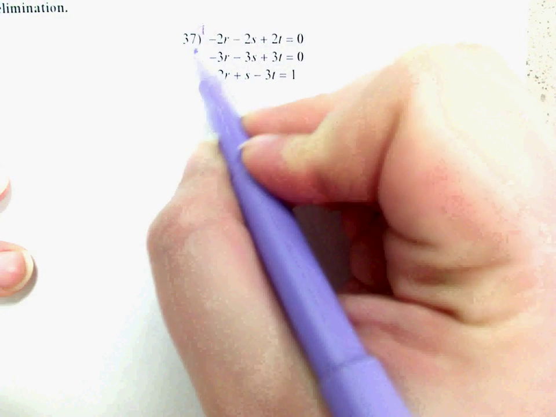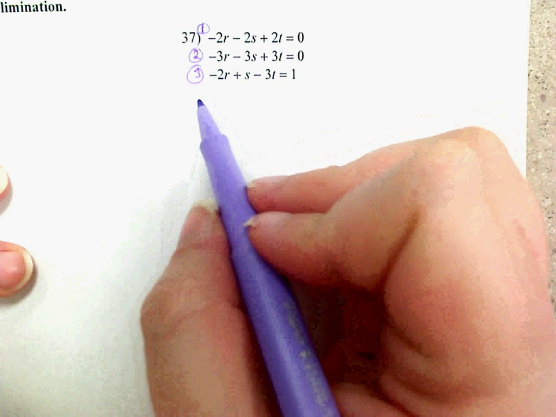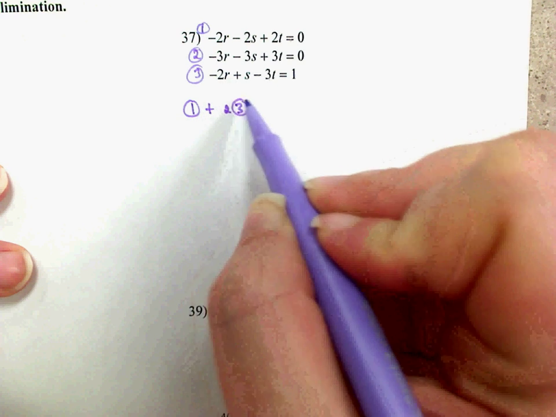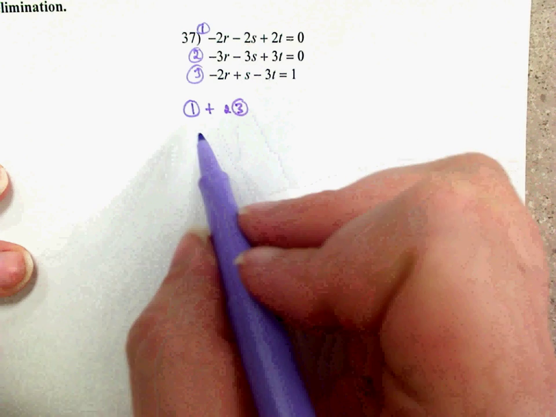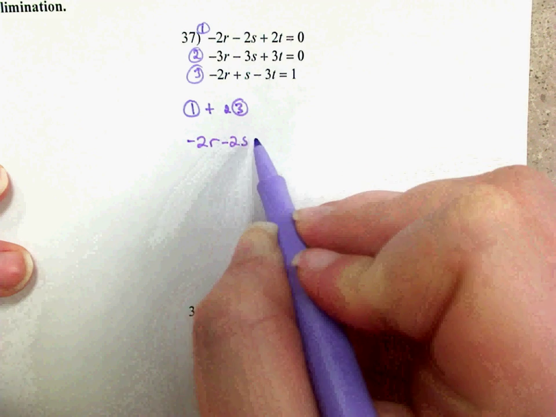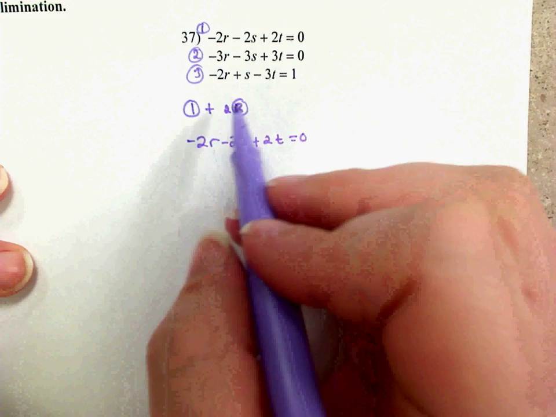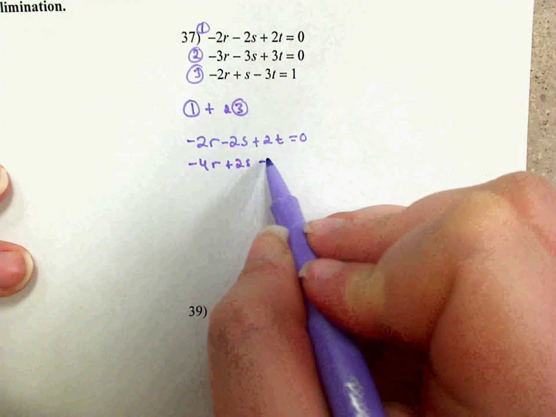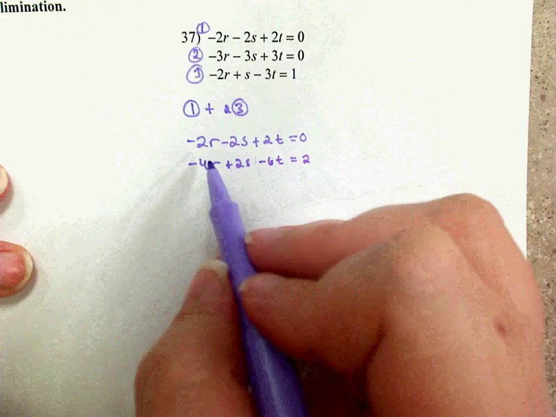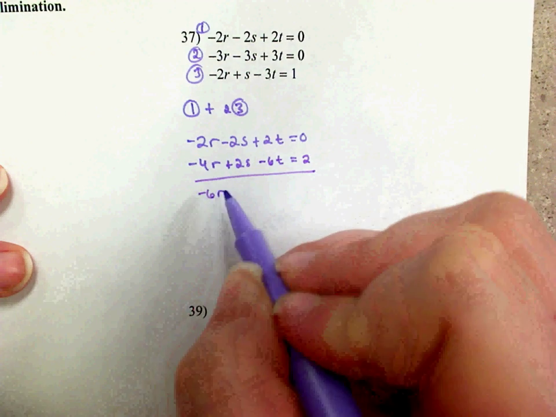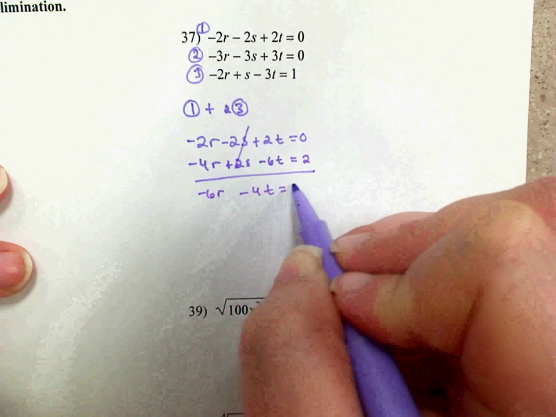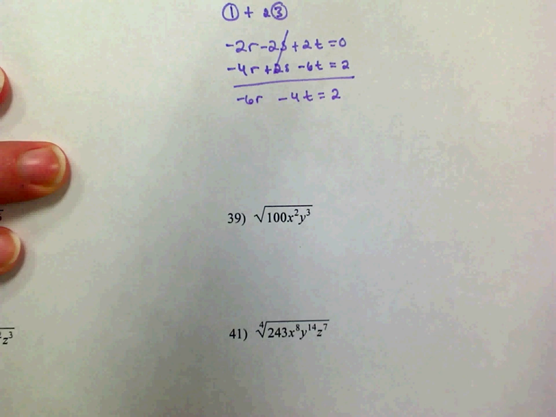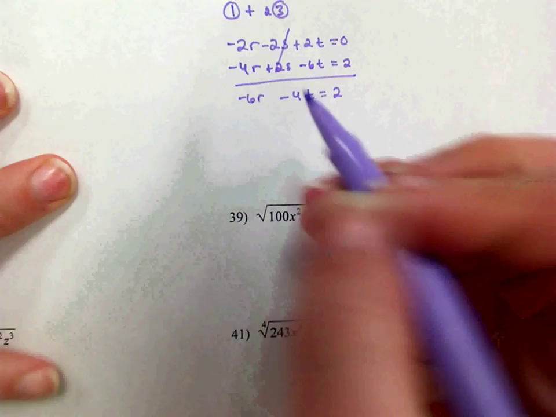So row 1, 2, and 3. I'm going to say 1 plus 2 times row 3. So that'll be a 2s, that'll be a negative 2s, and they'll cancel out. So 1 is negative 2r minus 2s plus 2t equals 0. 2 times row 3 is a negative 4r plus 2s minus 6t equals a 2. And I'm left with a negative 6r minus 4t equals 2. And if you notice that all the terms are even, you could definitely divide that 2 out, and it would be a simpler equation. So you could say negative 3r minus 2t equals 1, but that's okay if you don't.